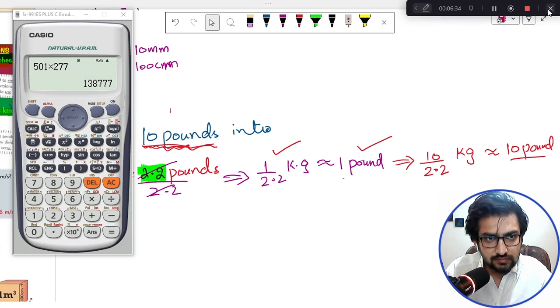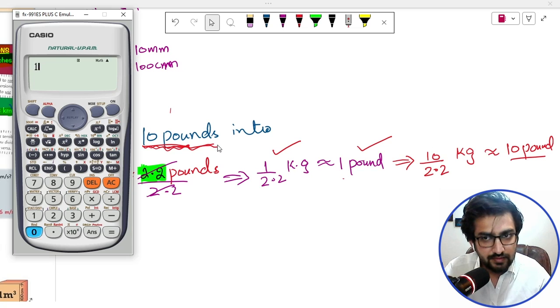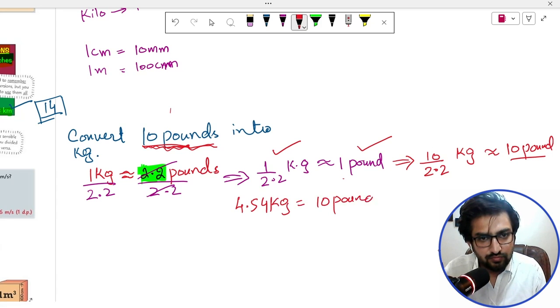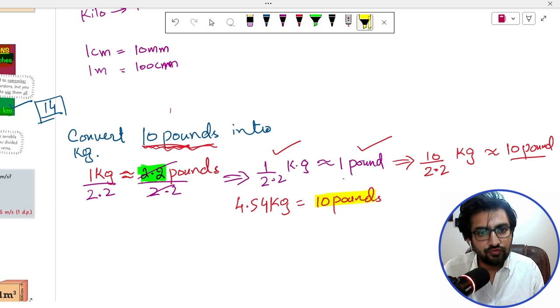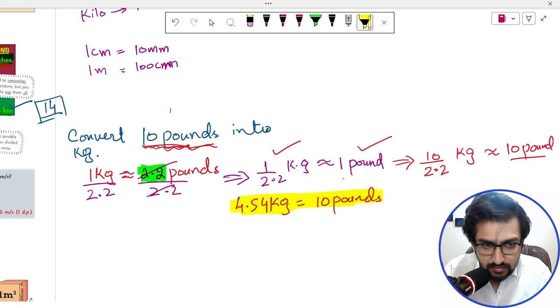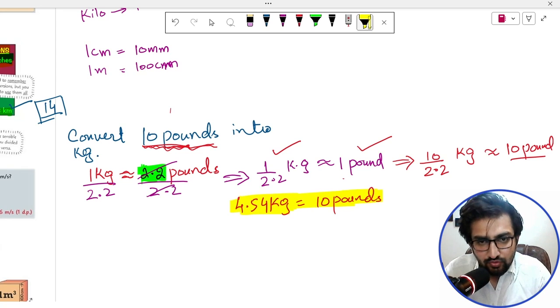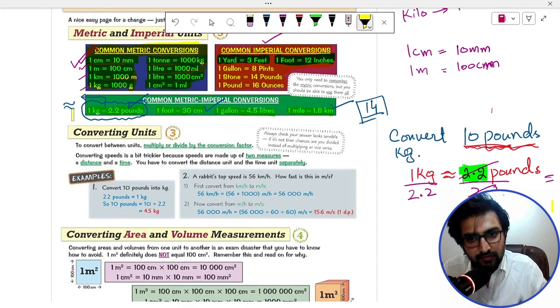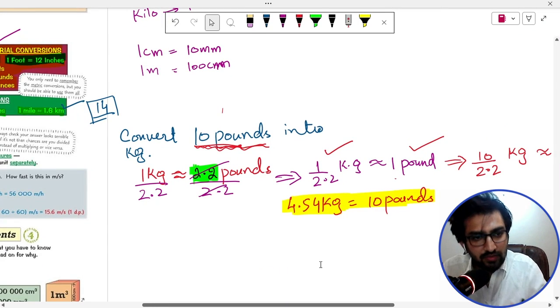So let's calculate this: 10 divided by 2.2. You get 4.54. So 4.54 kilograms is equal to 10 pounds. Now you can see that 10 pounds is equal to 4.54 kilograms. So this is how you solve it, right? Let me explain again. Let's see the answer here as well: you can see 4.5 and we got 4.5 there as well.